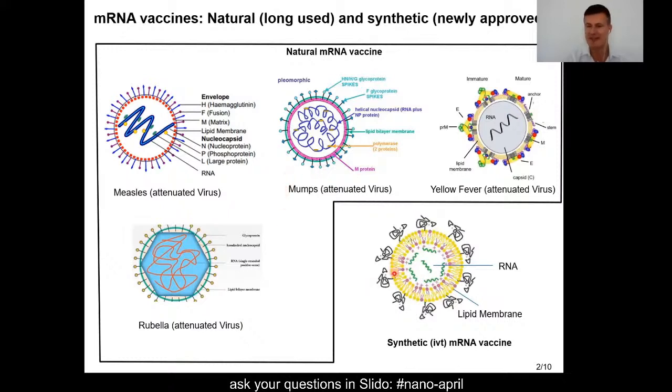What is new is a synthetic mRNA vaccine, where the messenger RNA is produced by in vitro transcription and is encapsulated in a lipid bilayer consisting of 4 lipids. The mode of action of a synthetic mRNA vaccine is the same as the mode of action of a natural mRNA vaccine used for 100 years.